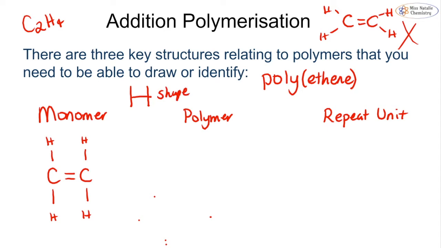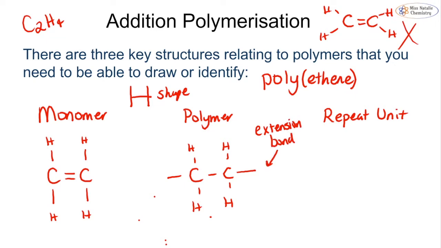So we're showing our double bond in the monomer. When we have a polymer, what we do is we break that double bond. So I'm going to just draw exactly the same thing as I've just drawn. My only difference this time is I've got a single bond. And the way that we show the polymer is we add something known as an extension bond. And an extension bond is pretty much what it sounds like. It is a bond that extends the structure.